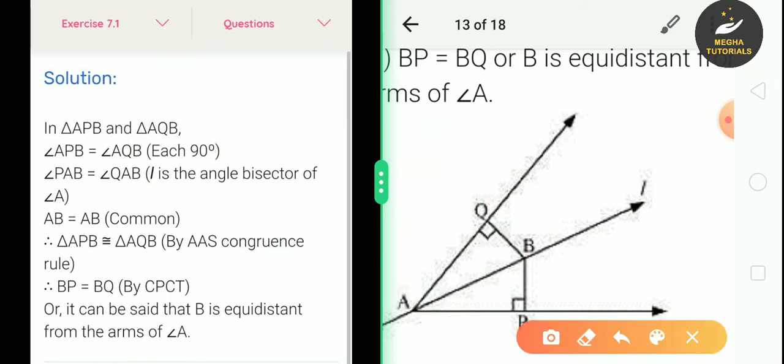Now these two triangles are congruent, therefore we can equate their respective parts. So we can write BP is equal to BQ because of CPCT, corresponding parts of congruent triangles. Therefore we can say that B is equidistant from the arms of angle A.